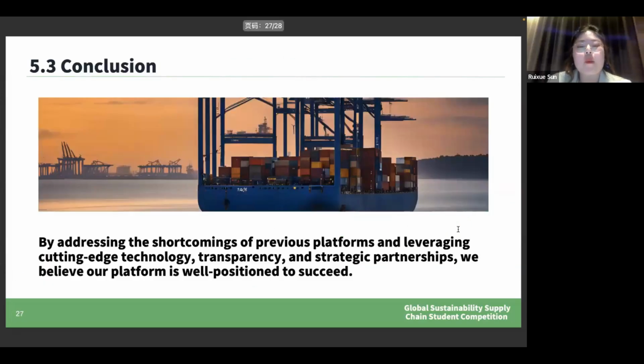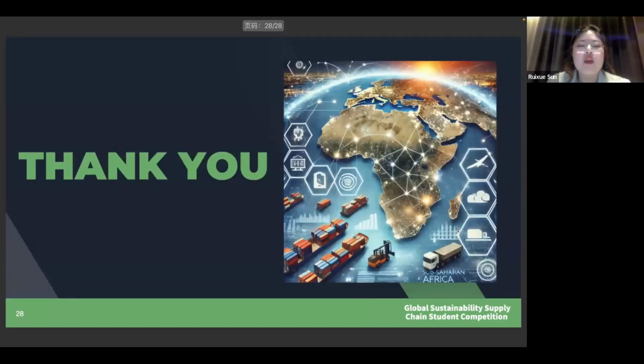So finally, about our conclusion, we are confident that Container Linker is the right solution to transform Africa's empty container crisis into an opportunity for sustainable innovation by leveraging cutting-edge technology and strategic partnerships. So thank you for listening. If you have any questions, please ask us.